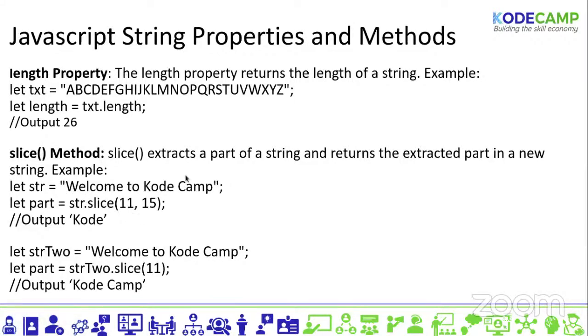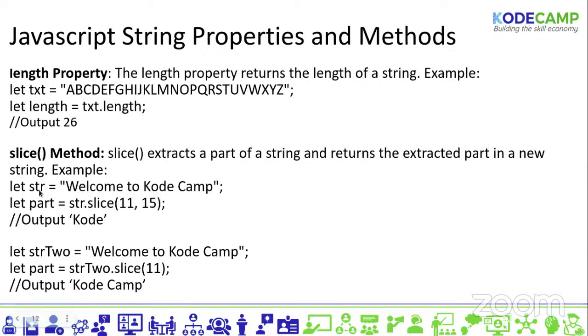Another thing is that anything you put into these brackets is called an argument. So the brackets you're seeing here have two arguments. The first argument is 11 and the second argument is 15. So now let's talk about slice. Slice extracts a part of a string and returns the extracted part in a new string.